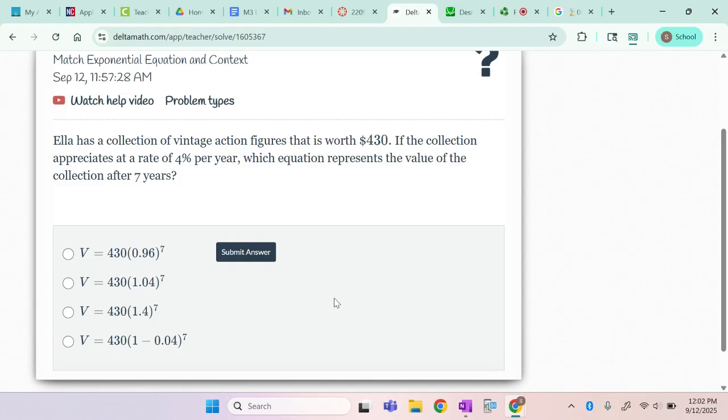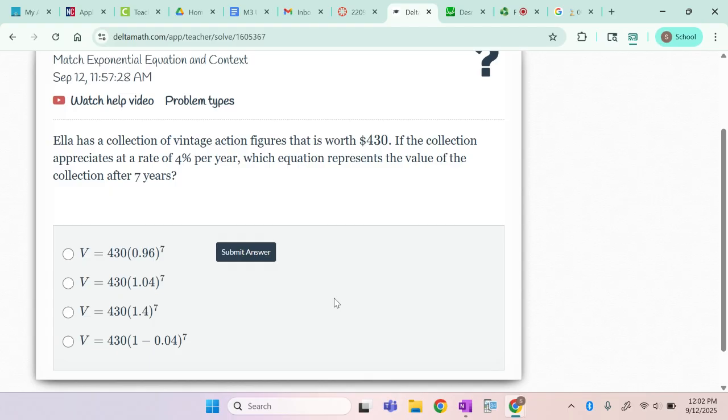So this would be 0.04 or 4%. How much time is passing? 7 years. So we now have everything we need to plug it back into that growth formula. All I'm going to do is substitute the letter with the number that represents that letter. So I have y is equal to 430 times 1 plus 0.04 all raised to the 7th power.